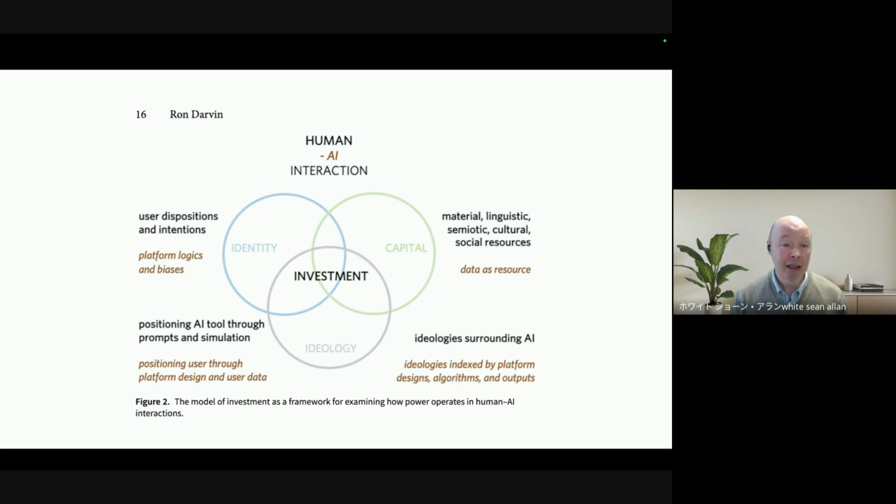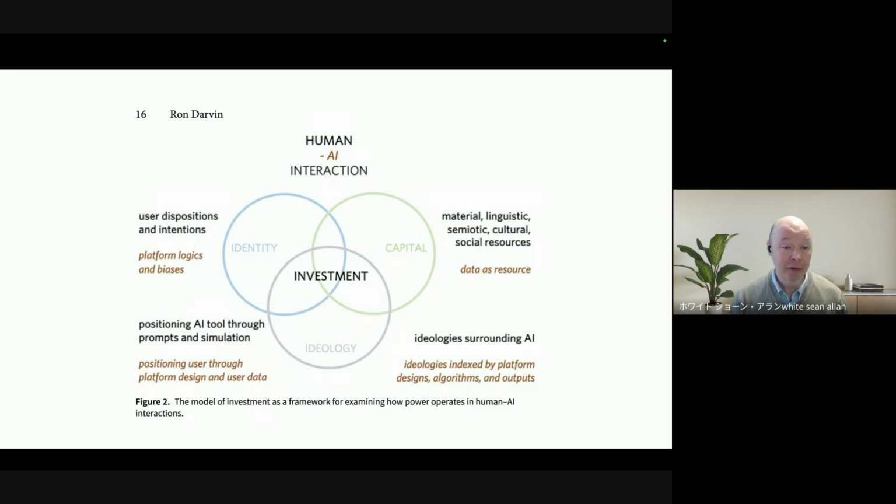And as I said, he does have a graphic for this, I think useful. Kind of highlights the gaps between human and AI, right? In terms of identity, we have individual users' dispositions and intentions, and that contrasts with the platform logics and biases of particular tools, right? As far as capital goes, you have material, linguistic, semiotic, cultural, social resources that learners have access to. And for AI, of course, data, big data, right, as being its resource, and the biases that it contains, right?